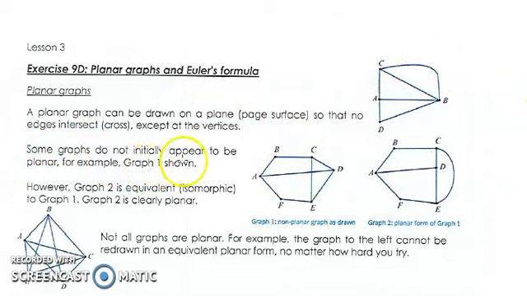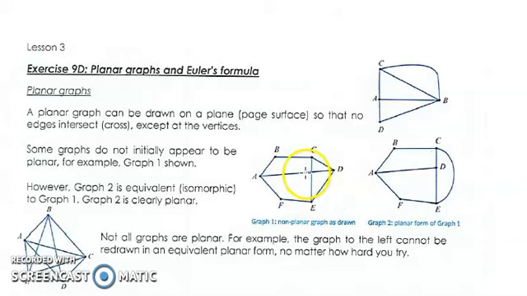Some graphs do not initially appear to be planar. If you look at this example here, graph 1, this is a non-planar graph. The reason why this is non-planar is because the edge from A to D and the edge from C to E have an intersection right here. But you can redraw this to make it equivalent and then also make the graph actually planar.